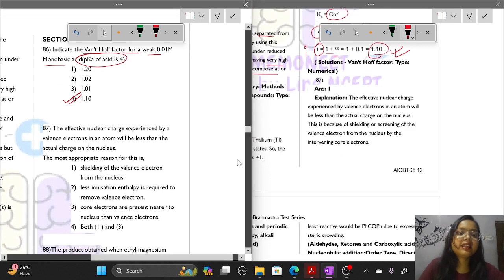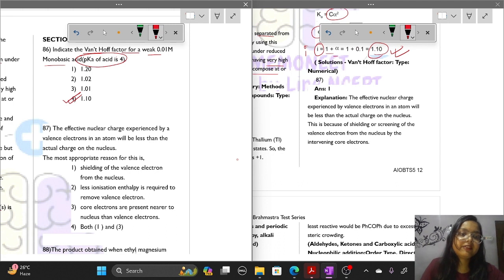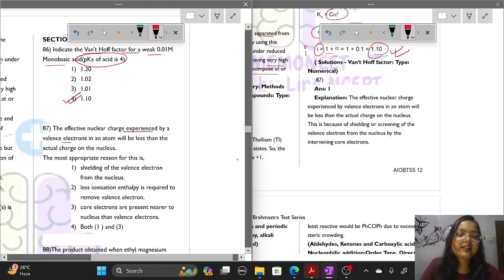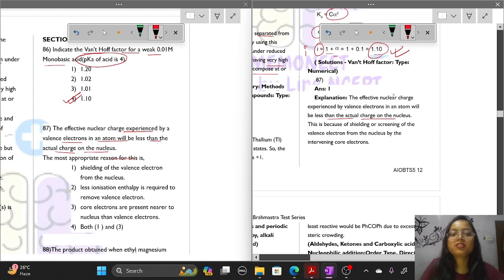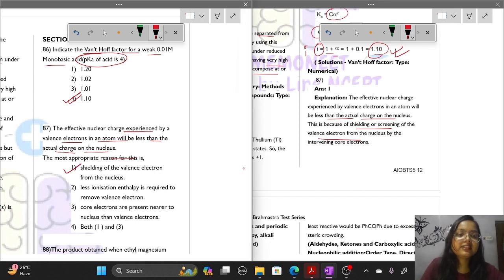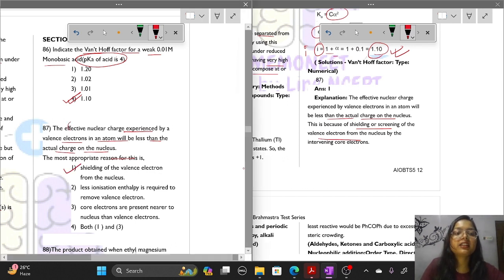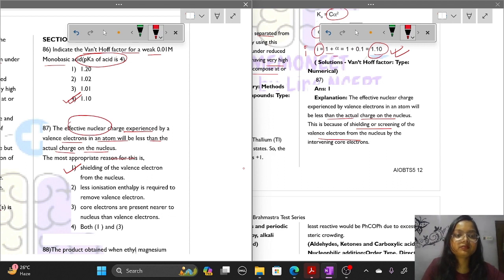Next is question number 87. The effective nuclear charge experienced by the valence electron in an atom will be less than the actual charge on the nucleus. What will be the appropriate reason? Because of the shielding or screening effect of the electrons, the effective nuclear charge is less than the charge of the nucleus.